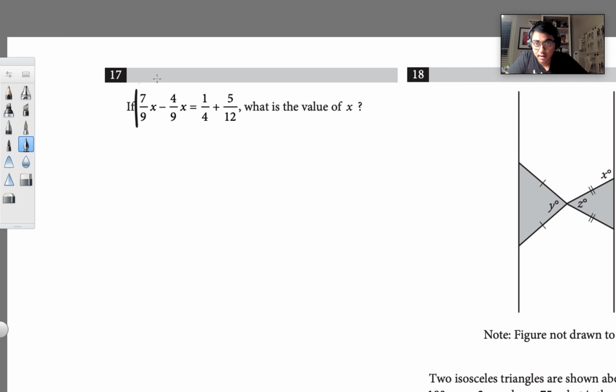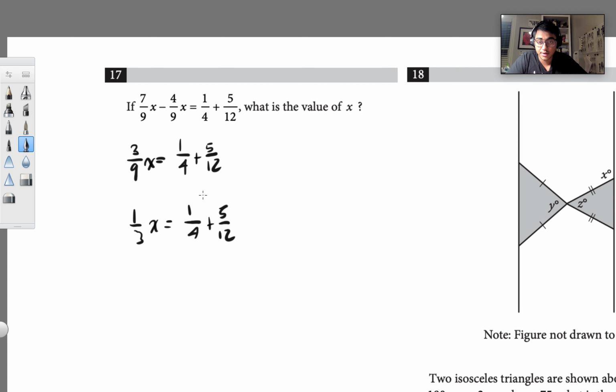Okay, first thing I see is 7 over 9x minus 4 over 9x. These already have the same common denominator. So 7 minus 4 is 3. So you have 3 over 9x is equal to 1 over 4 plus 5 over 12. Alright, well we can simplify this one even further. So it'll be 1 over 3x is equal to 1 over 4 plus 5 over 12. Alright, we simplify the left side.